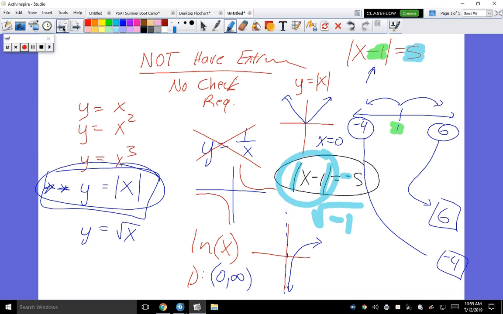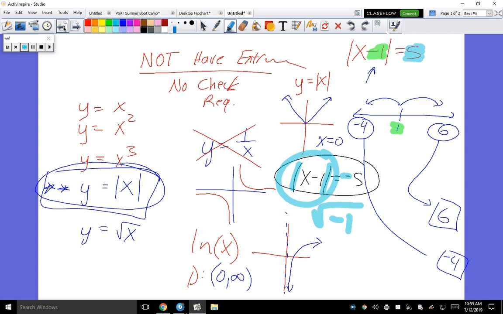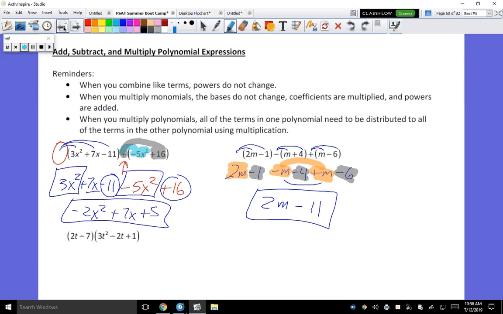Let's go back to that one that we skipped. Oh, it's because I was on the blank sheet. This one right here at the very bottom.